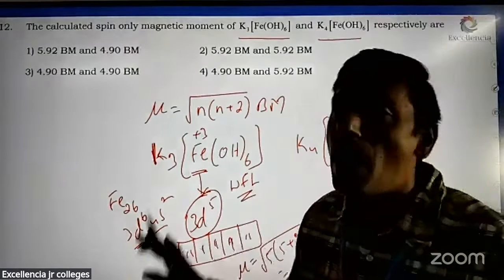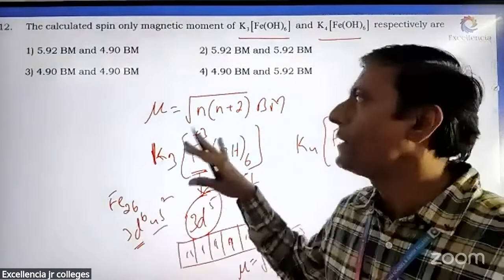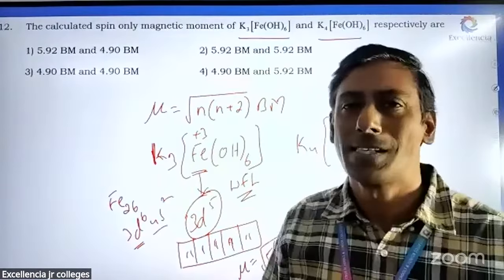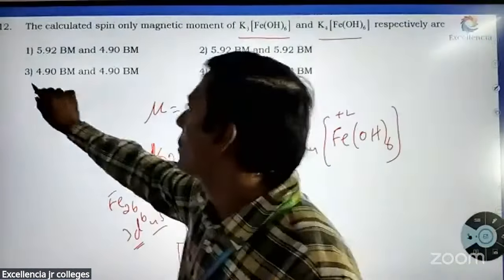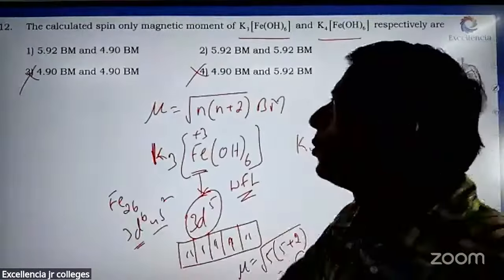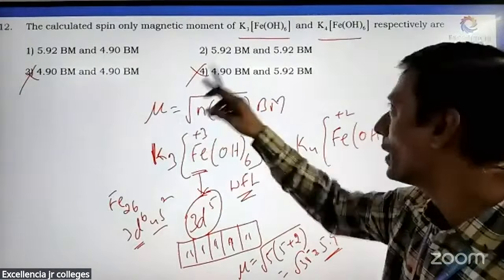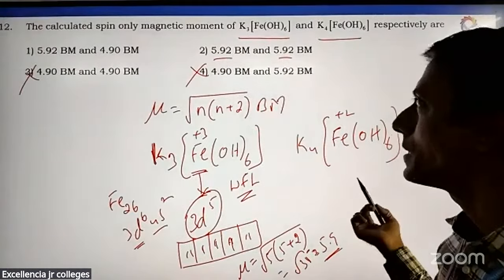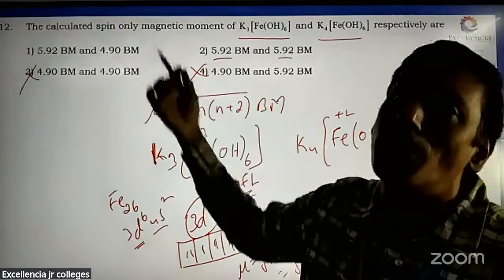After completing a part of the calculation or a part of a question, immediately you look at the options. 5.9, so therefore you can remove this option, you can remove this option. Then you can think of the next two. See here you see the same number. You should get the same number of unpaired electrons, otherwise that becomes the answer.